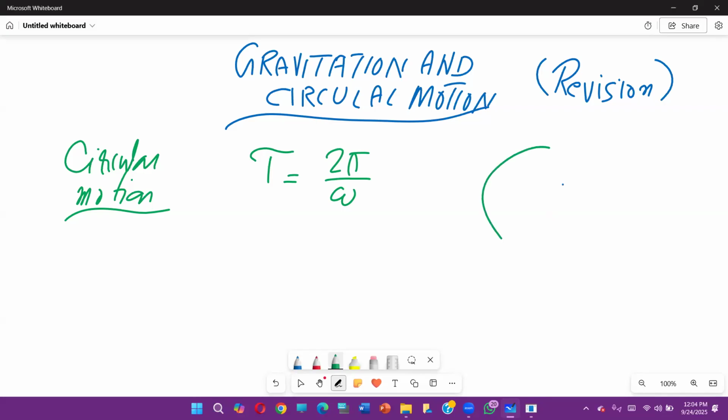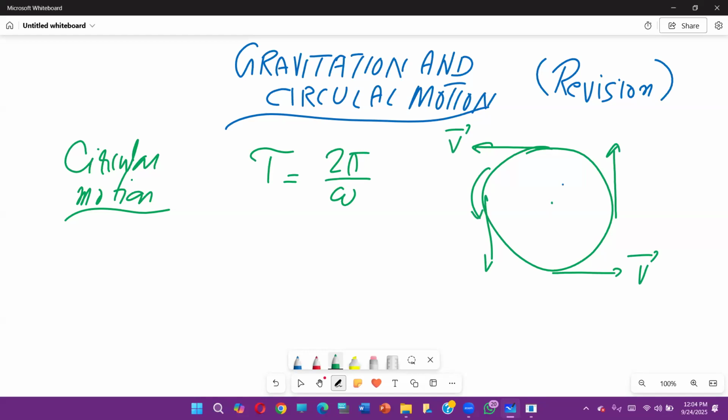So when something is moving in a circle, this is the diagram, and the velocity is like this. The linear velocity is tangent at a point, and this is omega. What is omega? Omega is the angular velocity. And what's the formula for omega? Theta upon t. And the formula for velocity and omega is v equals omega r.